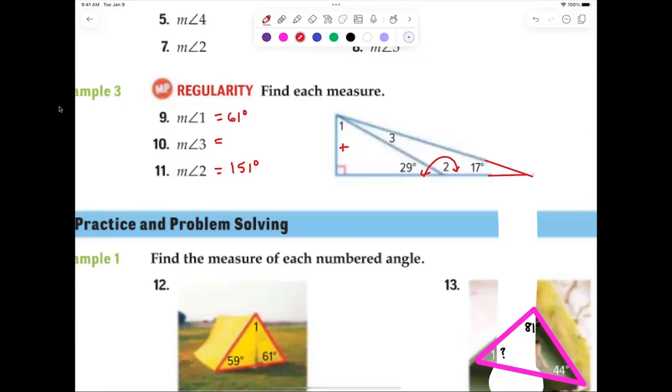So now you could look at angle 3 and say that's obviously 12 degrees, right? Because 17 plus 12 has to equal 29. But like I said, there's lots of ways to look at that, like adding them up and subtracting from 180. Anybody have any issues on that? All right.